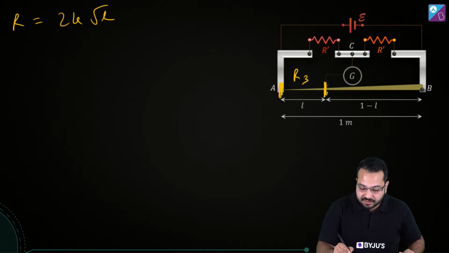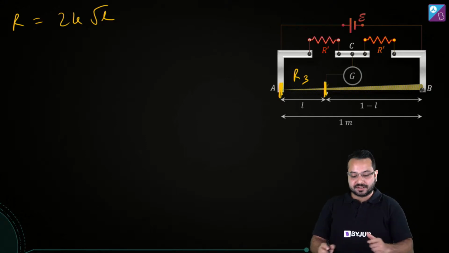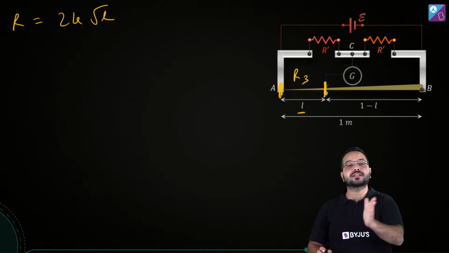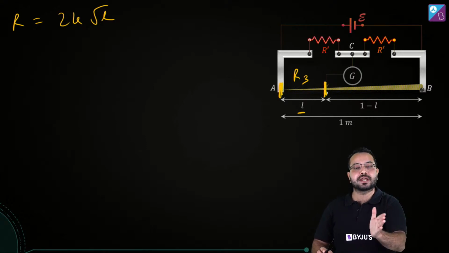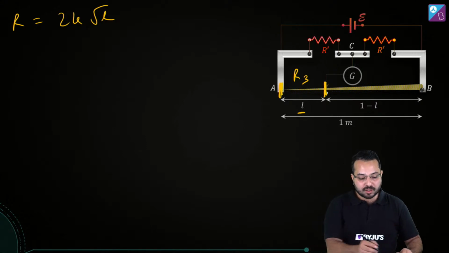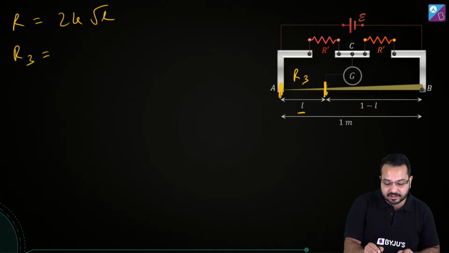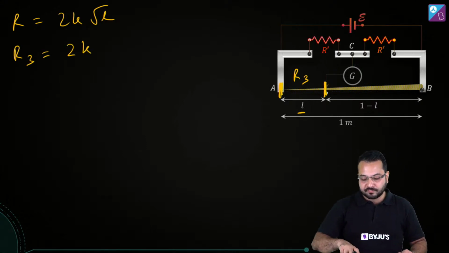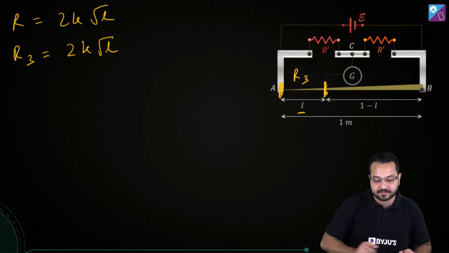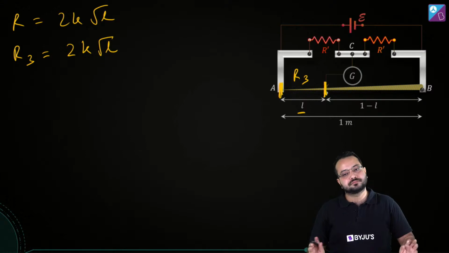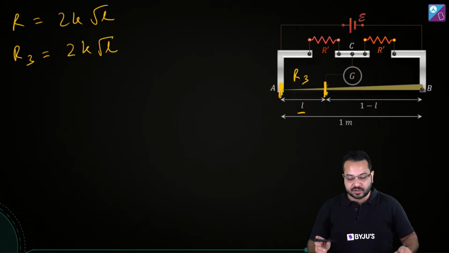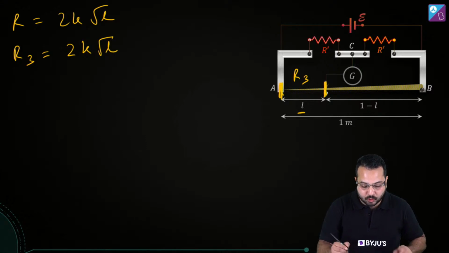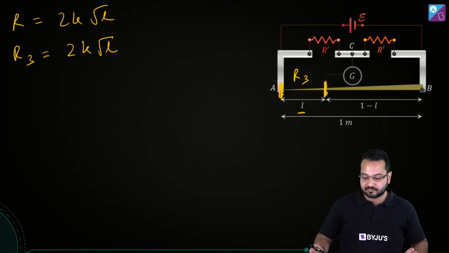What is the length of this part of the wire? The length is L, and this length is from the starting. From where are we taking the length? We are taking the length from point A. So what will be the resistance R3? The resistance R3 is going to be 2K into, for this length we substitute L, so this becomes root L. Do you agree? So this resistance is going to be 2K into root L.